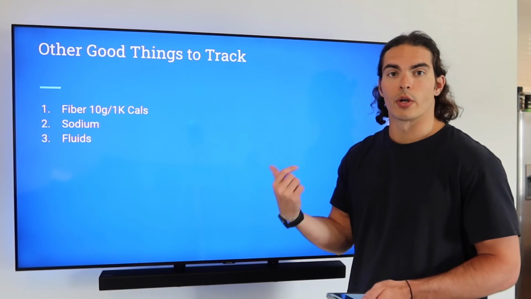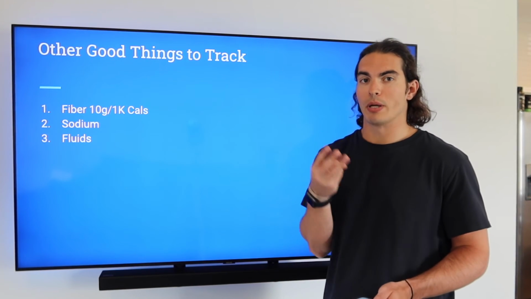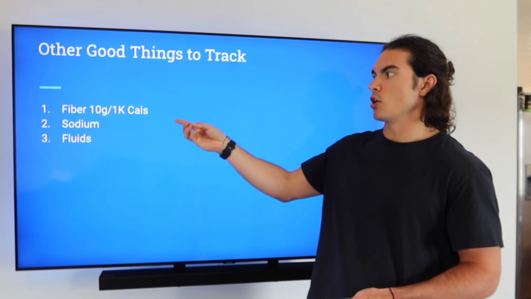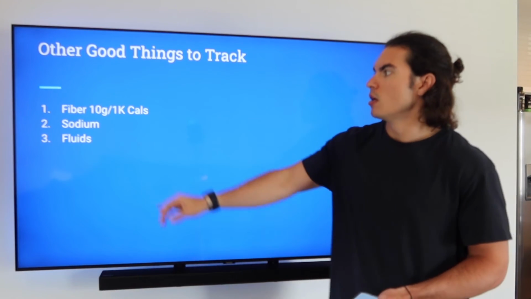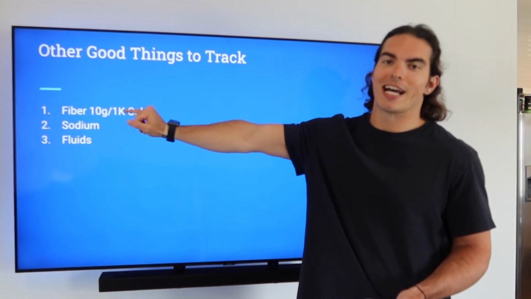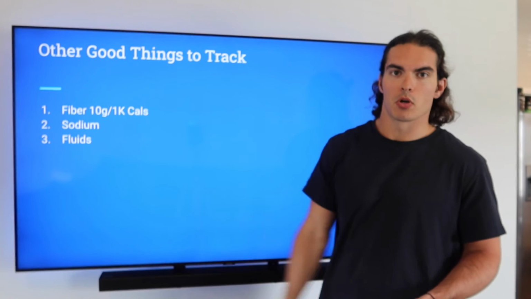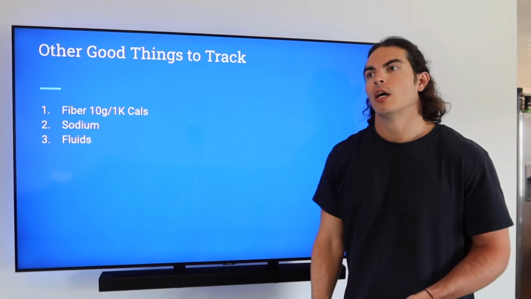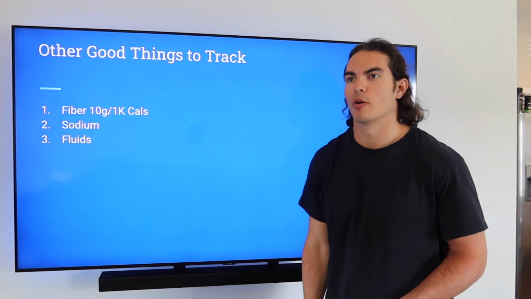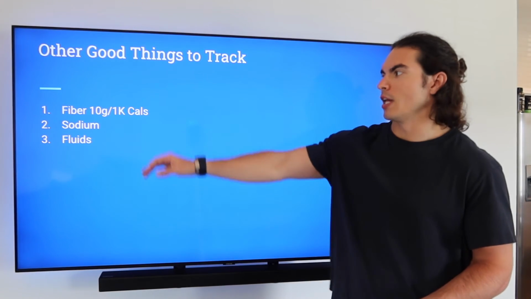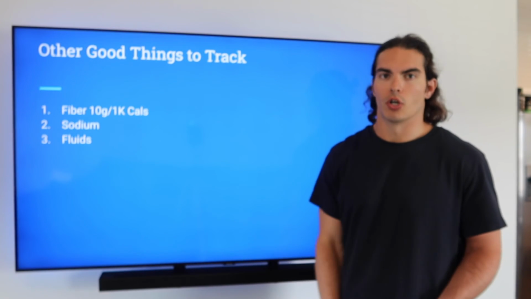Other really good things to track. Fiber. Protein, carbs, and fats are the only three macronutrients, and fiber is another great thing to track. A good place to be on fiber is 10 grams per day for every 1,000 calories you're eating. So if you're eating 2,000 calories a day, 20 grams of fiber or more per day is a great place to be. On the other end of that spectrum, you don't want to be going incredibly high in fiber. It might cause some problems. But if you're at least at this number or above and you're feeling fine, you're good on fiber.